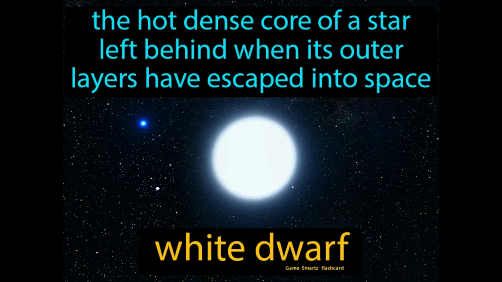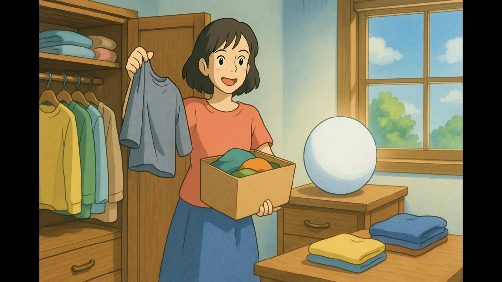The hot, dense core of a star left behind when its outer layers have escaped into space. White dwarf. A white dwarf is the remains of a small or medium-sized star after it has exhausted its nuclear fuel and shed its outer layers. Imagine you're cleaning out a closet, deciding to get rid of old clothes you no longer wear. Once you've discarded the excess, you're left with a neat, compact collection of just your essential items.